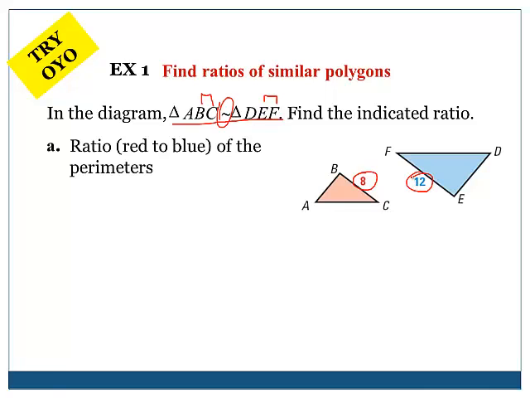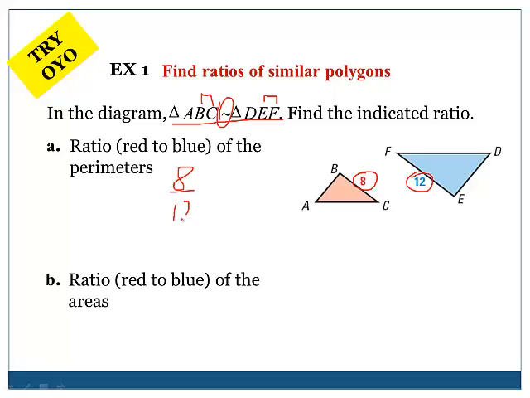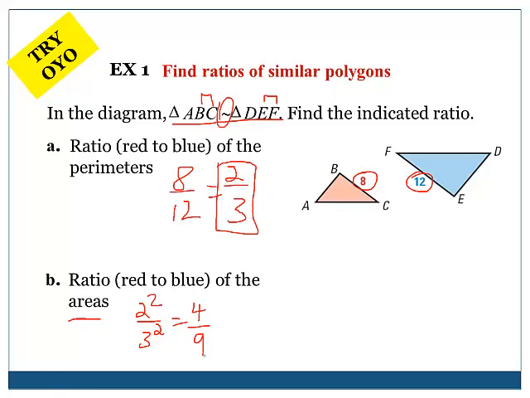So the ratio of red to blue would just be 8 to 12. When you reduce it, divide each one of them by 4, and you get 2 over 3. What about the areas? For the ratio of red to blue of the areas, you literally just take this amount here and square the top, square the bottom. So this would be 4 to 9 is the ratio of the areas.